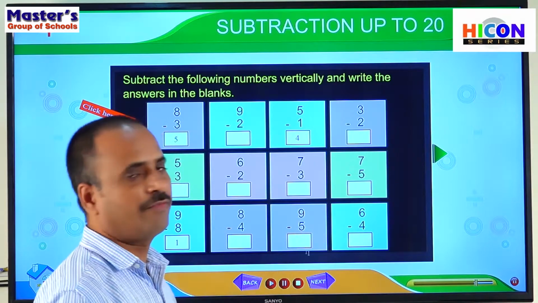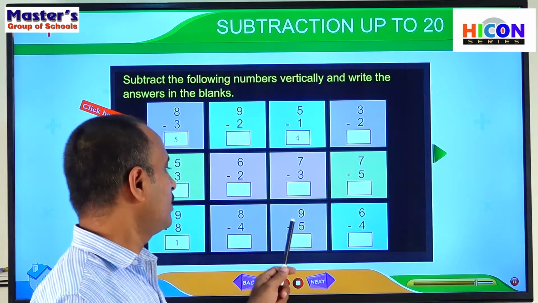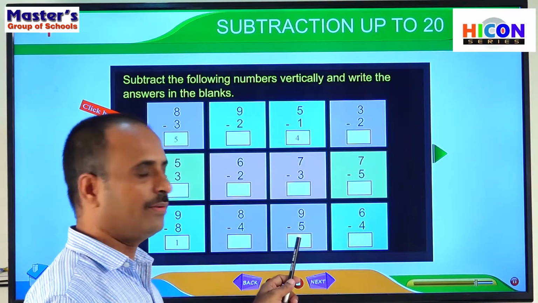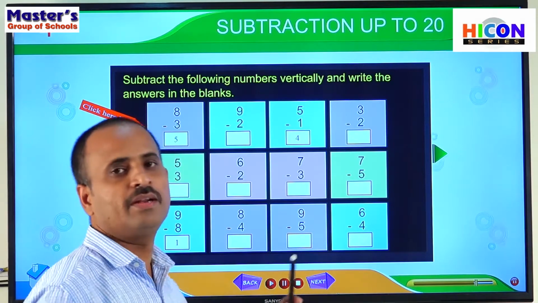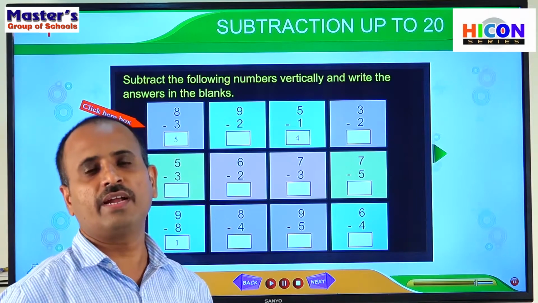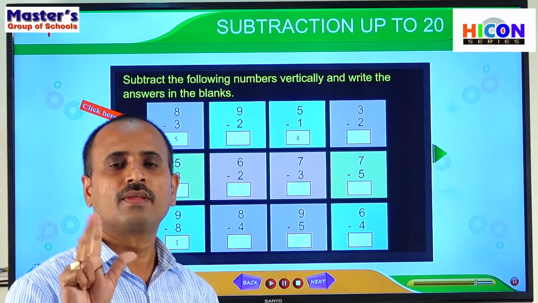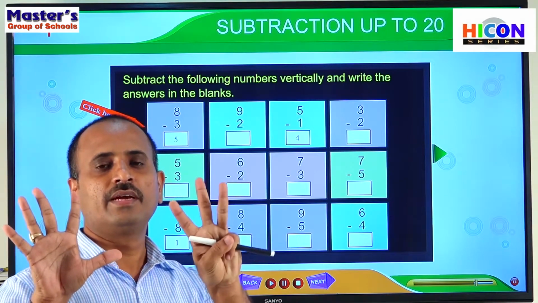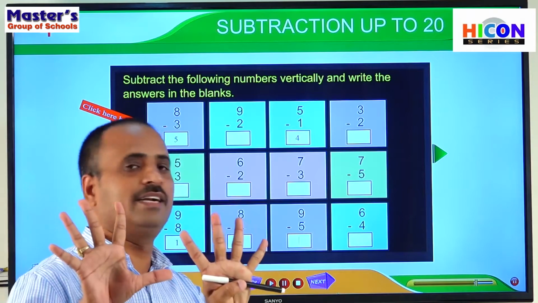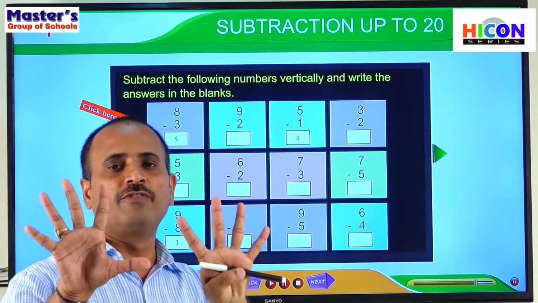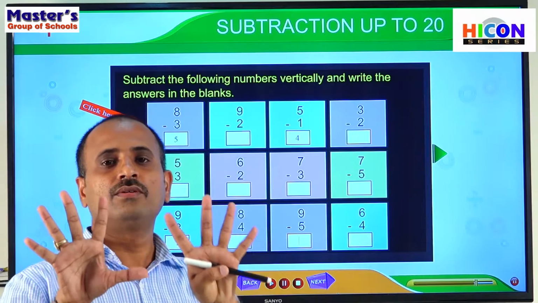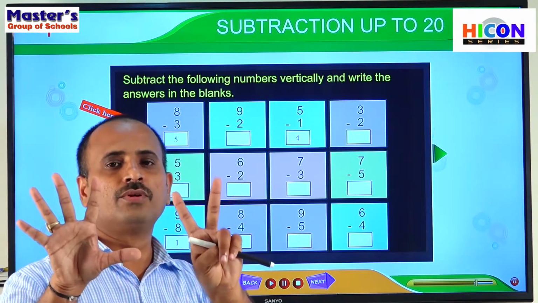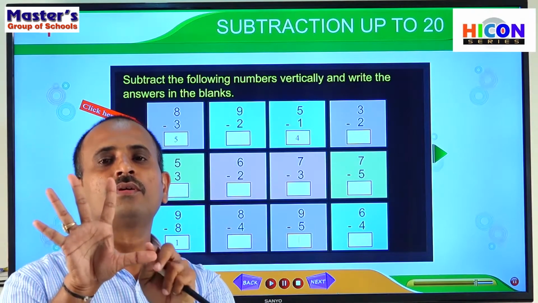9 minus 5. So here the first number is 9 and the second number is 5. Now we have to subtract 5 from 9. So what is the first number? 9. So open 9 fingers of your hand. So 1, 2, 3, 4, 5, 6, 7, 8, 9. What is the second number? 5. So close 5 fingers among 9 fingers. So subtraction means taken away. So close 5 fingers. 1, 2, 3, 4, 5.